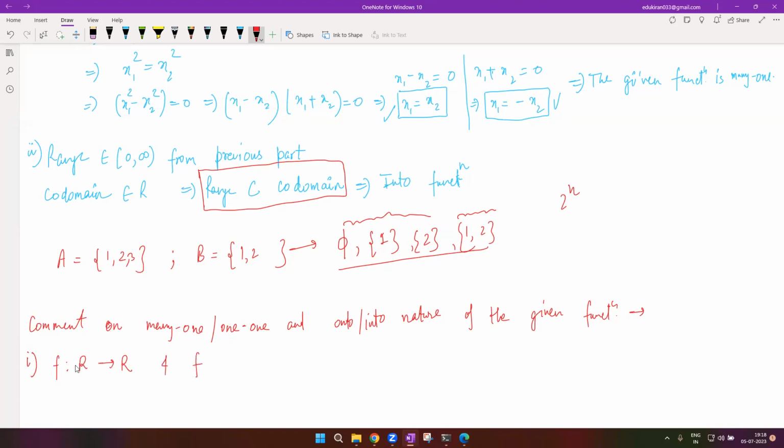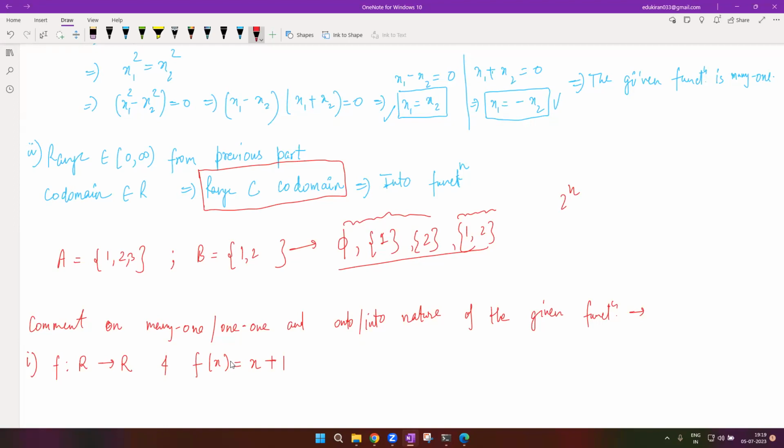So f is defined from real numbers to real numbers. That is, domain is also real number and codomain is also real number. You have to find out whether the given function is many-one or one-one, and onto or into. Solve this first part. Everyone, please start solving this.